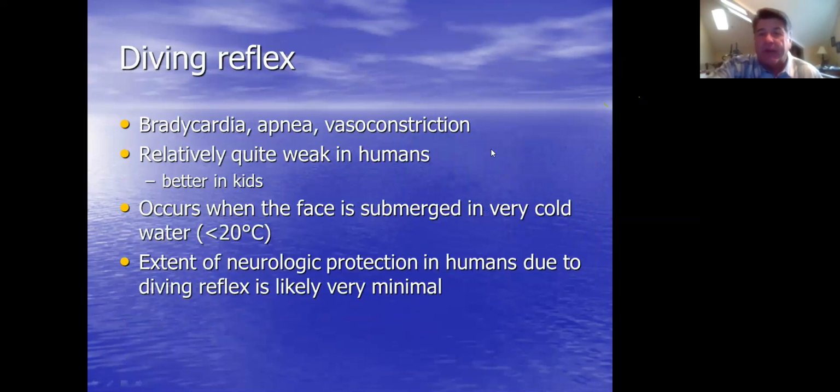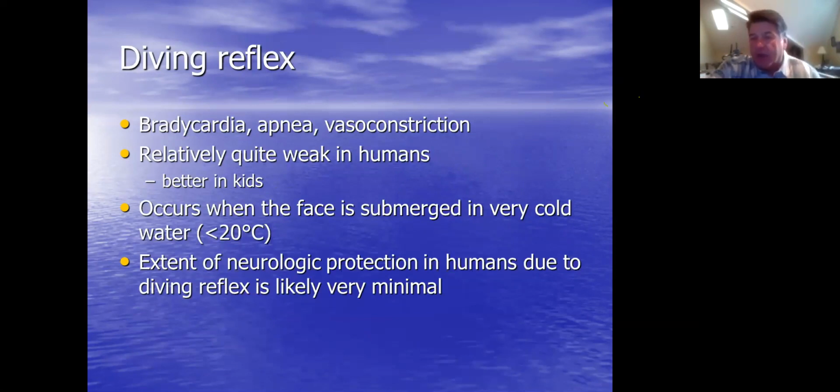Let's talk a little bit about the diving reflex. We know the diving reflex for a few different reasons, primarily survivors of cold water drowning and a way to treat PSVT. We've all heard of treating PSVT by immersing somebody's face in cold water, and that has to do with the diving reflex. What does the diving reflex come from?